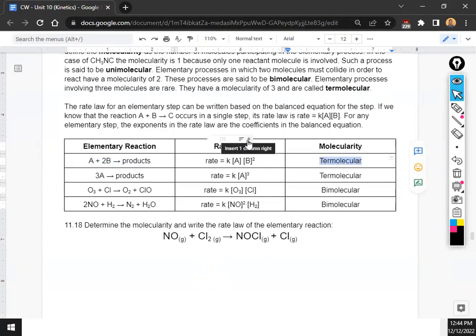There are 2 different types of molecules, but there are still 3 individual molecules that need to react. So this is termolecular. Okay. Another example right here. There are 3 A's, but it's 3 separate molecules that need to collide at the same time. So this is still termolecular, even though there's 1 type of reactant. There's 3 individual molecules. Okay, this right here, O3 and Cl, this is bimolecular because there are 2 molecules that need to collide. And then this right here will be bimolecular because if you look at the rate law, wait, why is this bimolecular? Am I tripping?